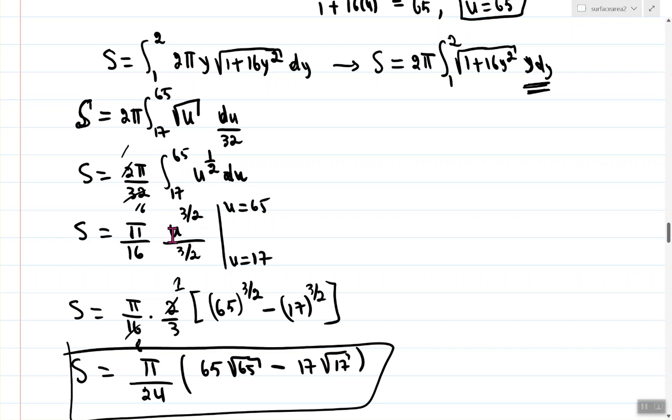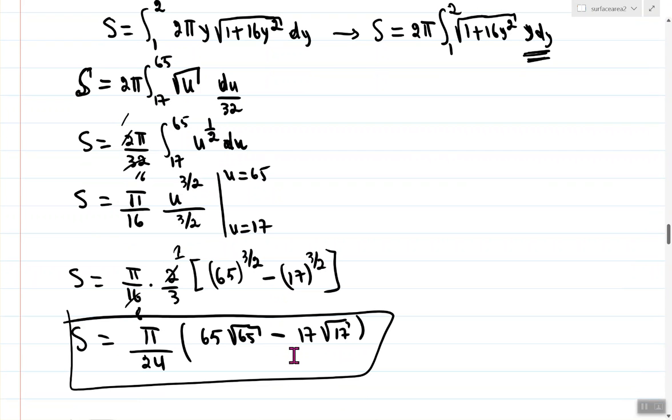Evaluate u to the 3/2 at 65 and at 17, and then take the difference, and then you get the surface area.